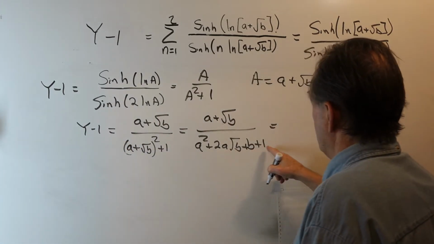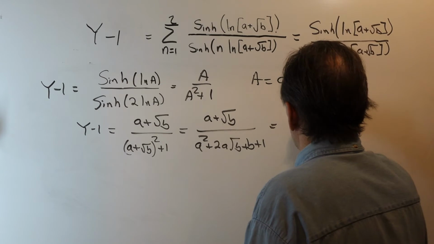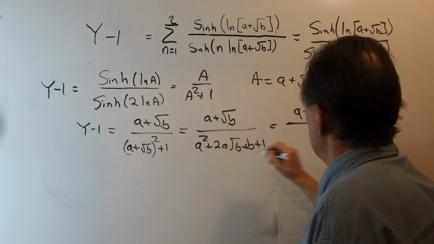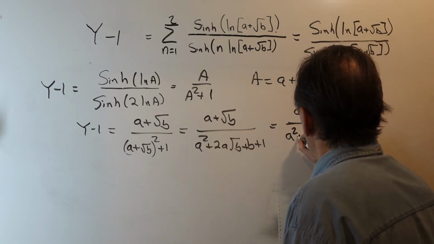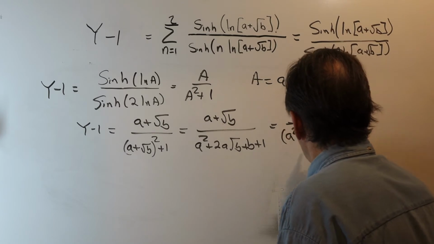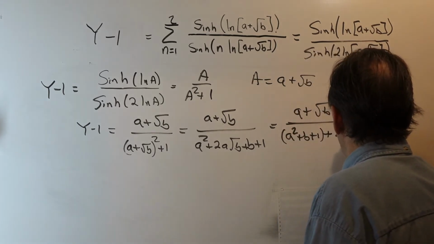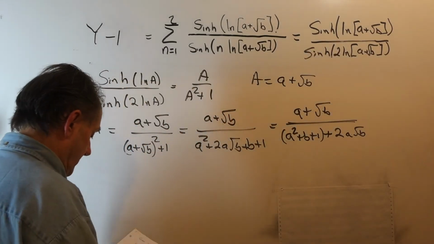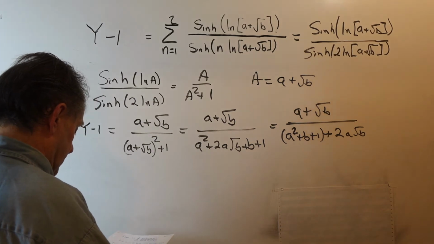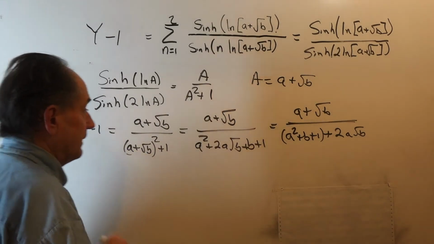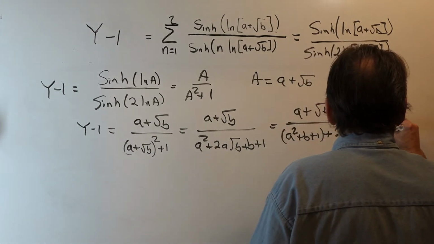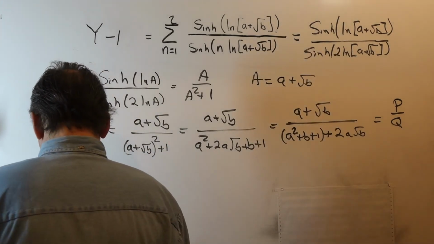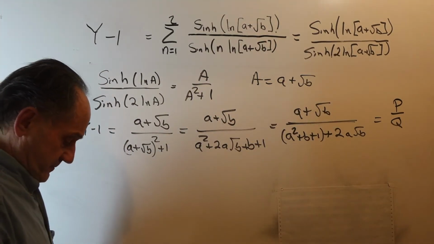And I'm going to partition this using associative properties. So I'm going to write this as a squared plus b plus 1 plus 2a square root of b. So we separate out the radical from the non-radical part of the expression. Now, remember, we want y minus 1 to be rational, so it's going to have this form, p over q, where p and q are integers.